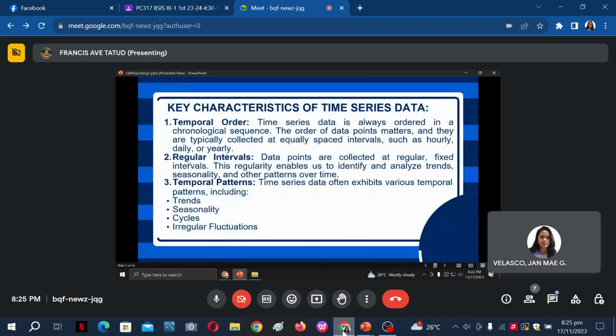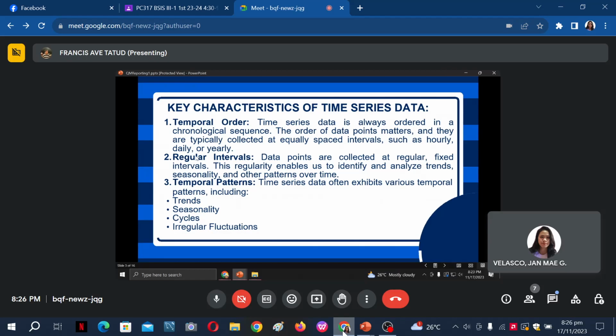Key characteristics of time series data. First, temporal order: time series data is always ordered in a chronological sequence. The order of data points matters, and they are typically collected at equally spaced intervals such as hourly, daily, and yearly. Second is regular intervals.